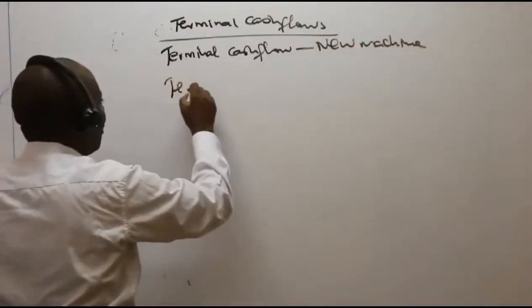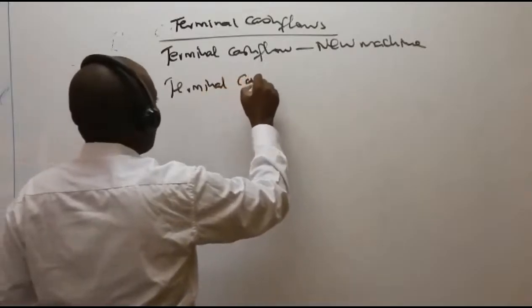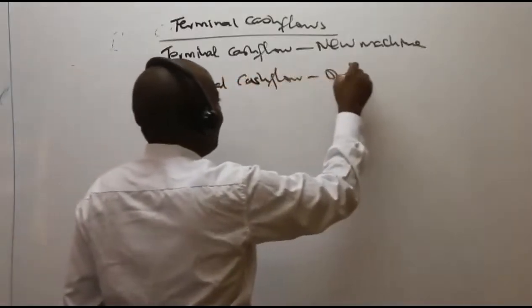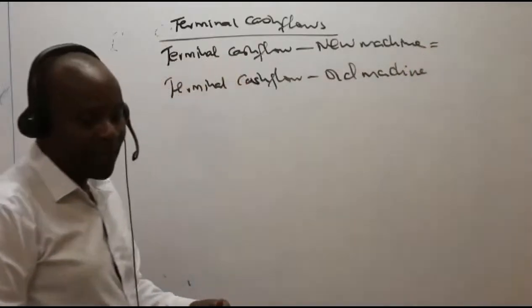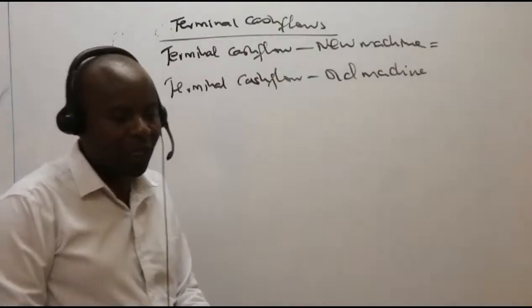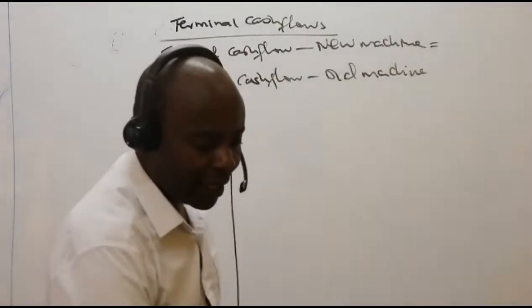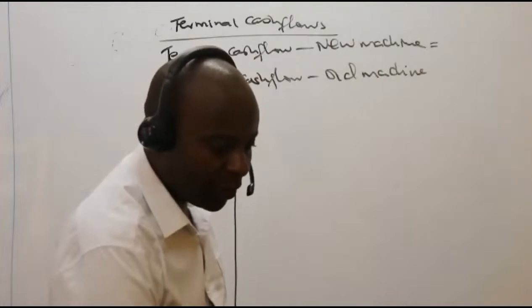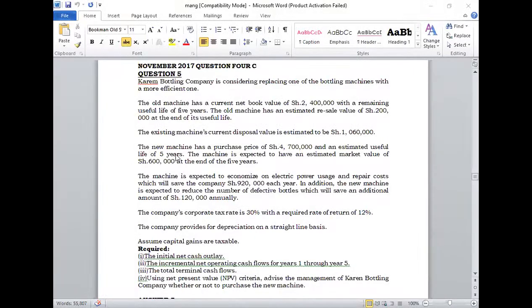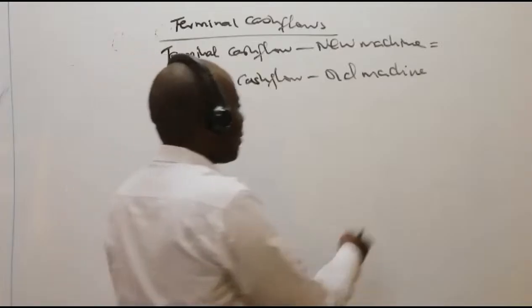And then we have the terminal cash flow of the old machine. Has the examiner given the terminal scrap value of the new machine? You can see the scrap, ladies and gentlemen, is 600. This new machine, the terminal cash flow is 600. Thank you very much.